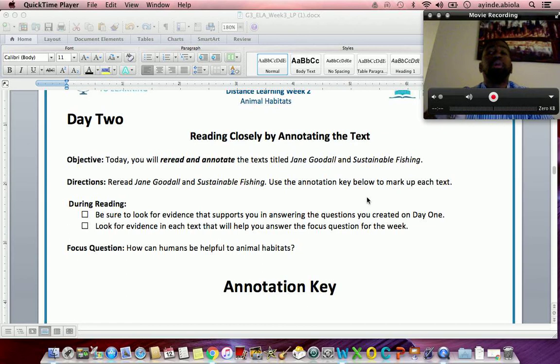Today we're going to be going over week 3, day 2. Just like the last 2 weeks, I'm going to read you the directions, and then we're going to reread and annotate the text, and then at the end we'll go back and answer the questions from day 1.